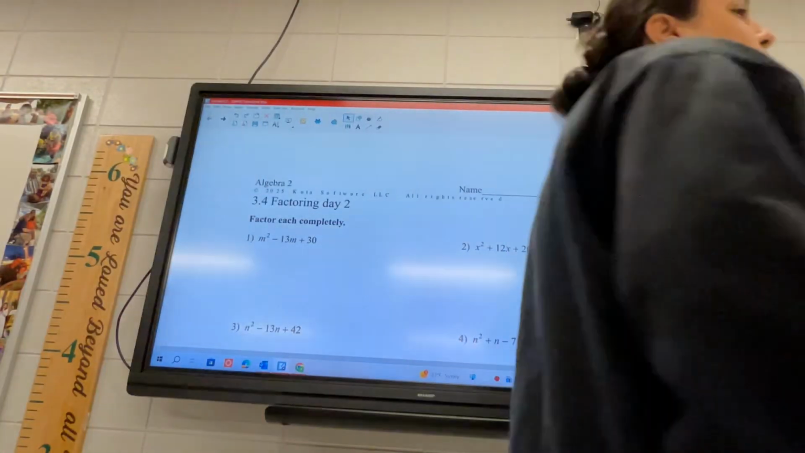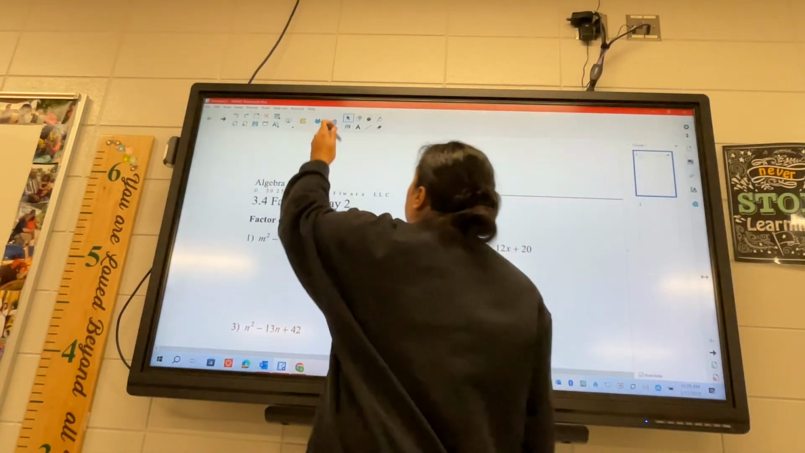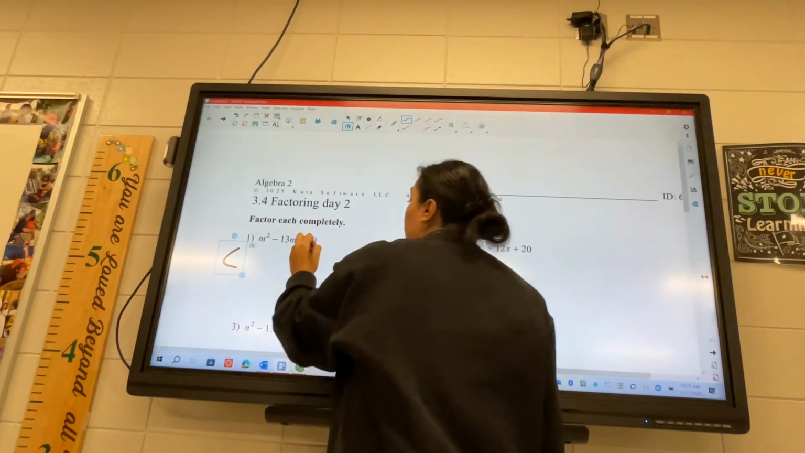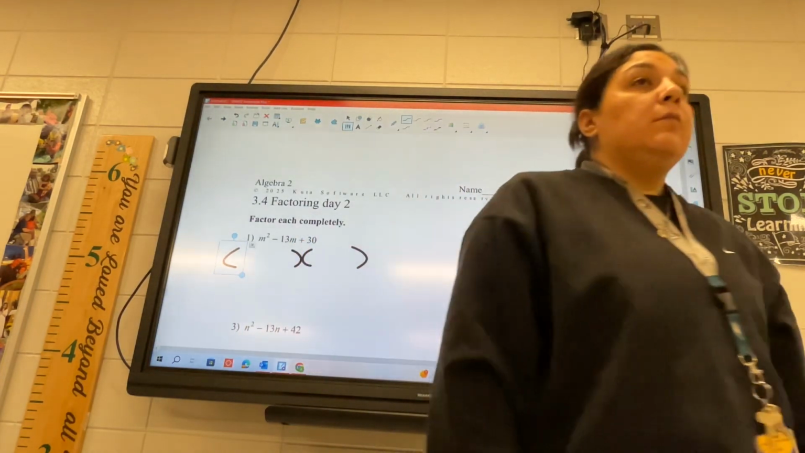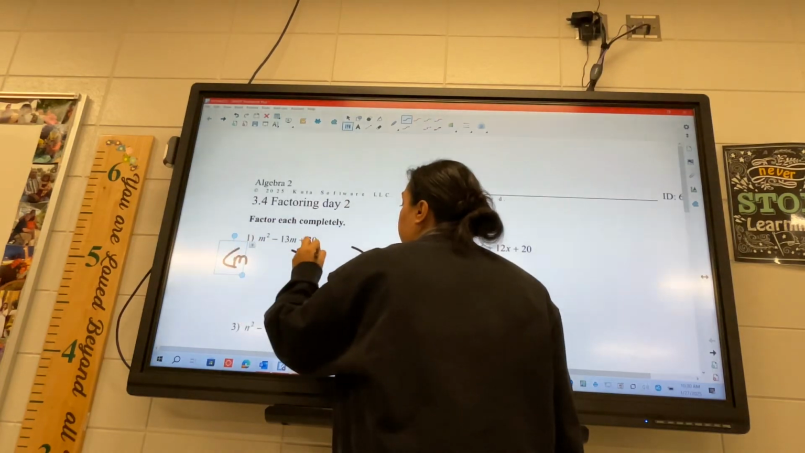Okay, well, how would we start this problem off? What's the very first thing we do? Who remembers? We draw two sets of parentheses. Okay, so we're going to draw two sets of parentheses. And then what do we do? Put an M in the front of both of these.